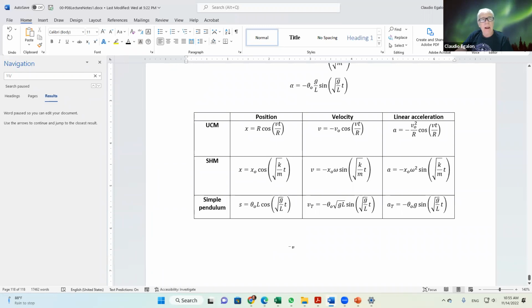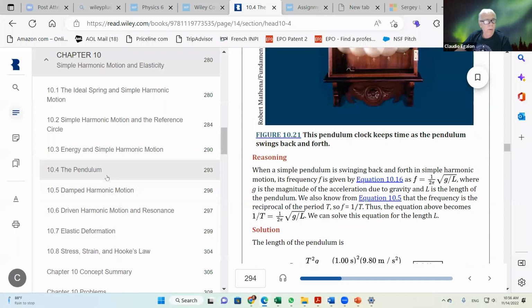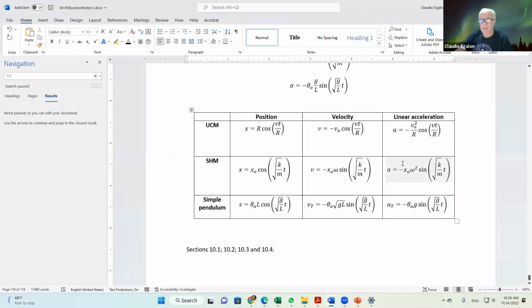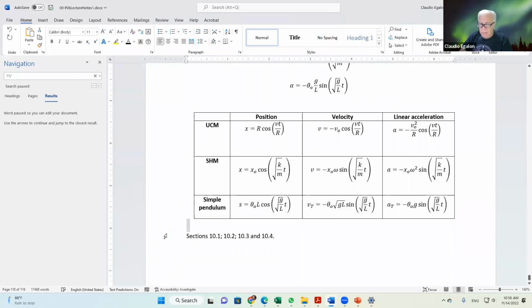10:55. And that's, let's write it down in our sections. 10.1, 10.2, 10.3, and 10.4. That's what we have for this chapter. Last one is about the pendulum, one of the most important inventions, right? For timekeeping, for timekeeping devices.